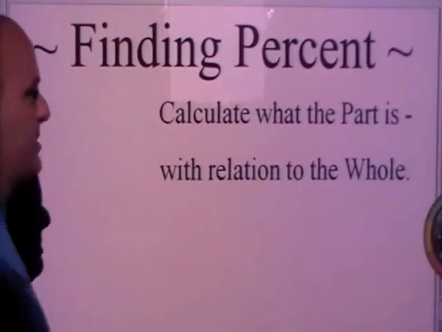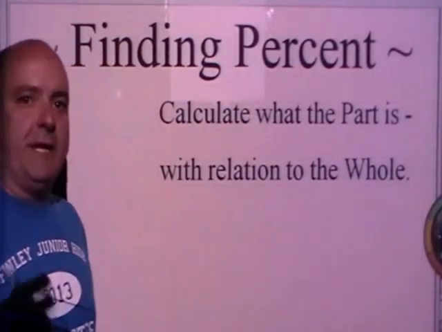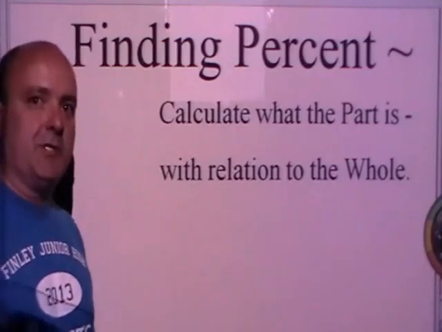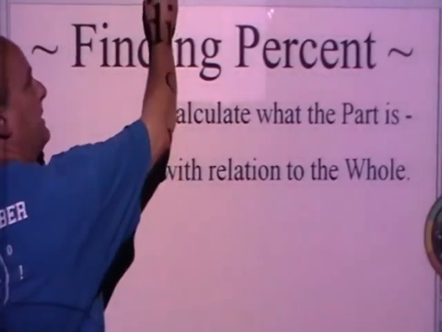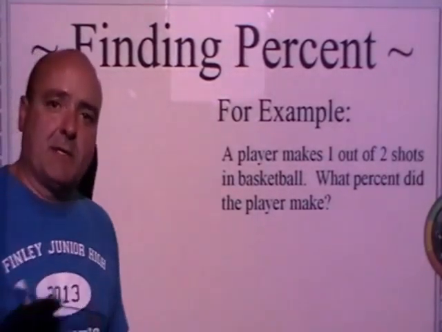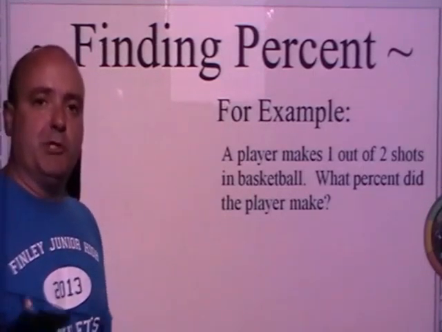Today we're going to be finding percent. And we'll find percent by simply calculating what the part is with relationship to the whole. Let's take a look at an example. Let's say a basketball player makes 1 out of 2 shots.